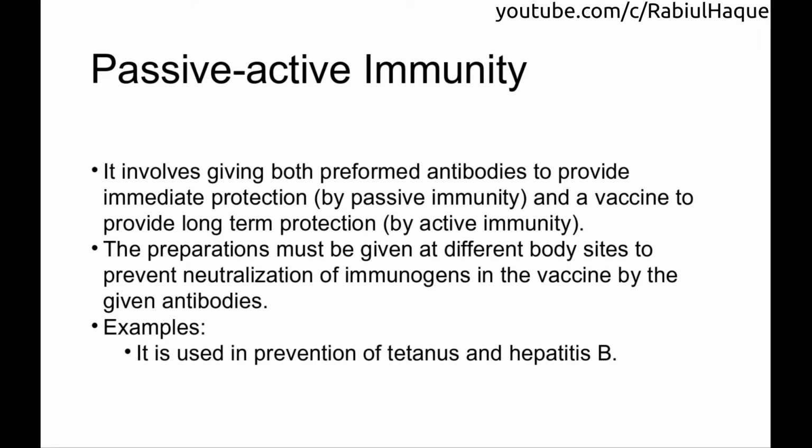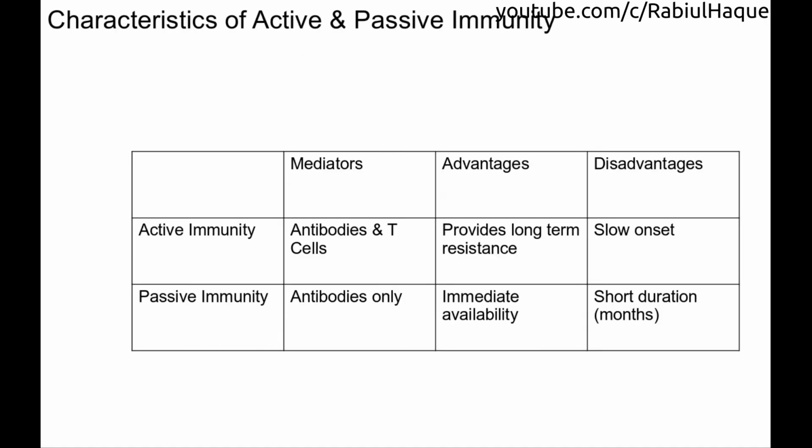Now this term is very interesting: passive active immunity. Here we are providing both passive as well as active immunity at the same time. It involves giving both preformed antibodies to provide immediate protection by passive immunity, and also a vaccine to provide long-term protection by active immunity. Always remember, in case of passive active immunity, the preparations must be given at different body sites to prevent neutralization of immunogens in the vaccine by the given antibodies. Examples: it is used in prevention of tetanus and hepatitis B.